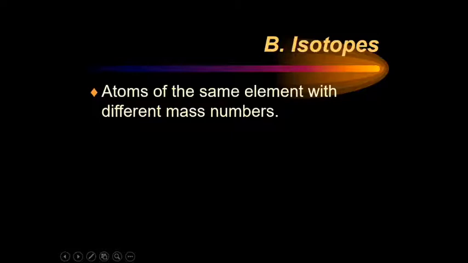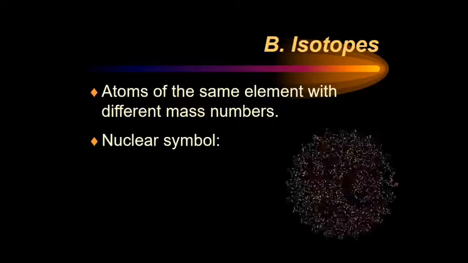For your isotopes, these are going to be atoms of the same element with different mass numbers. And we have two types of notation we're going to look at for the different isotopes.